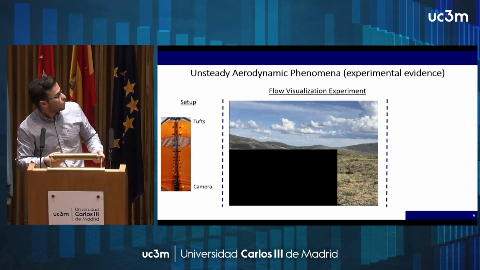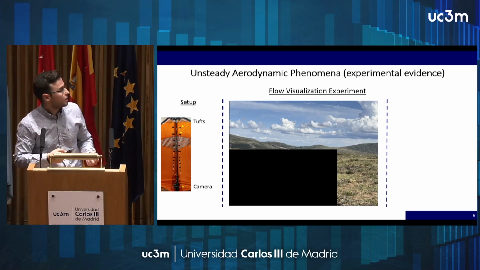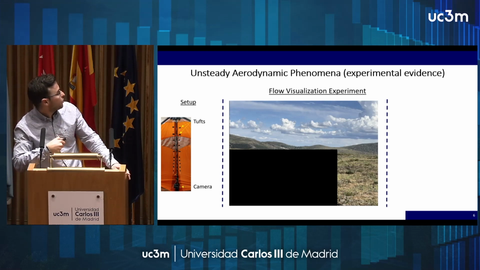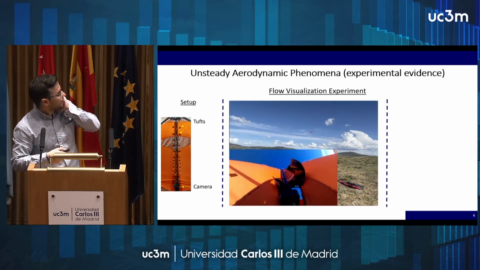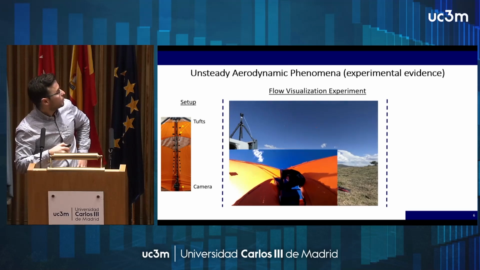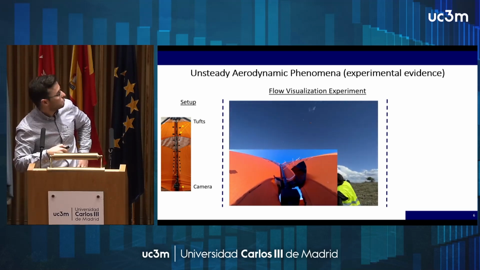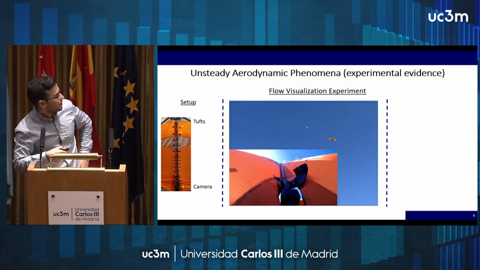And then we did a small experiment that was simple, but very revealing, we think. Basically, we put some tufts here on the extrados of the kite, and we also put a GoPro camera at the trailing edge. And then we flew the kite. While the kite was at the equilibrium point, everything was kind of separated. And at some point, we started flying figures of 8.